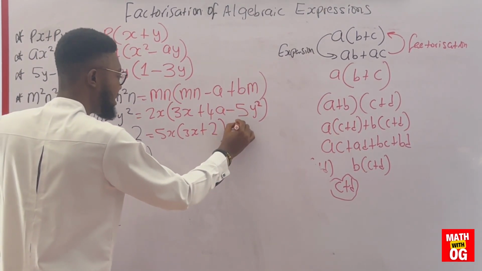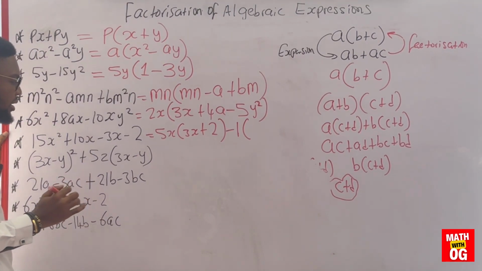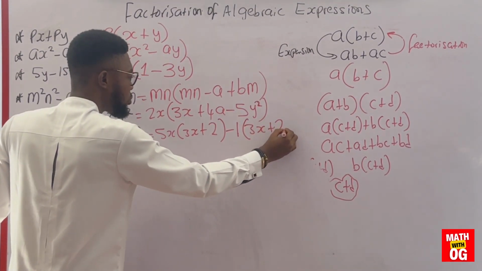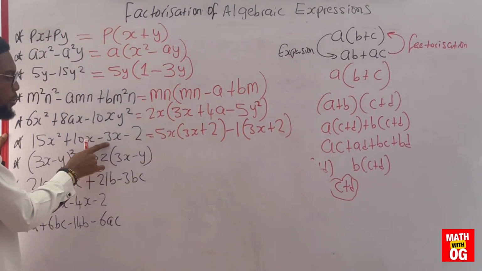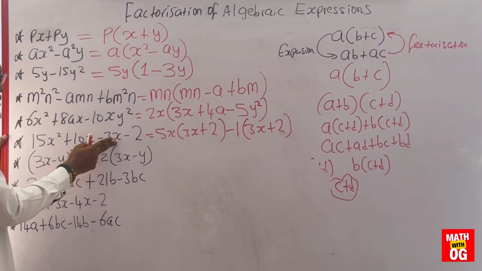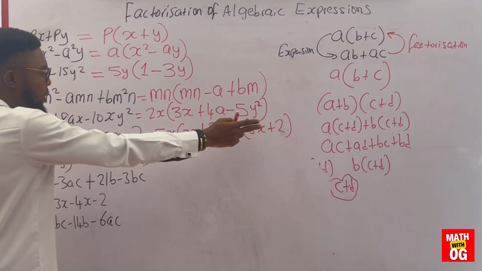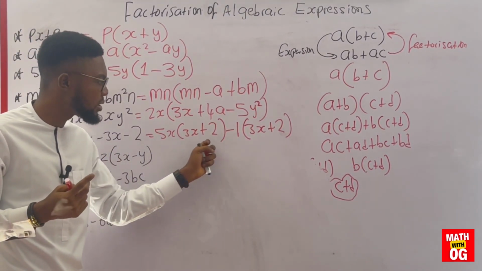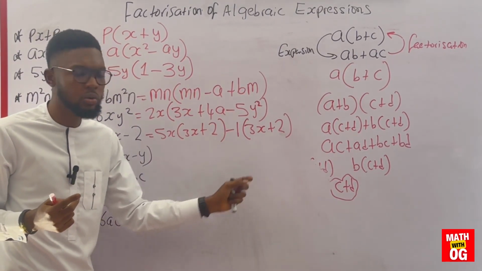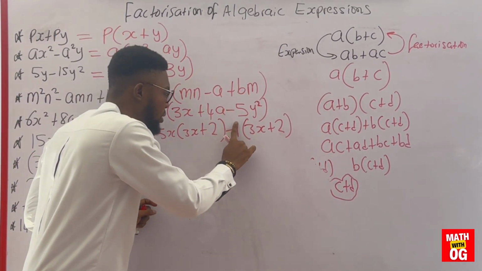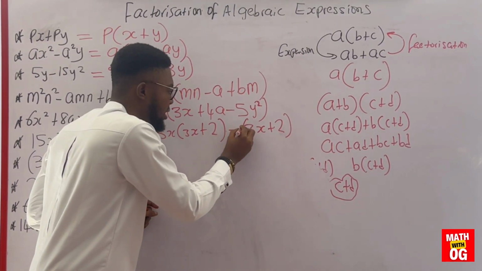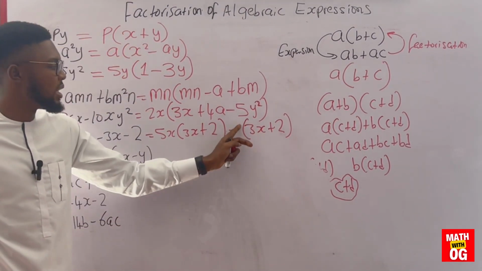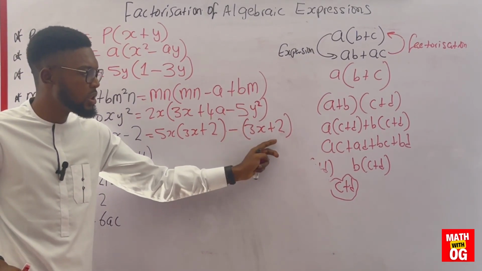So if I factor out a negative 1 from here, it means I'll be left with 3x and a positive 2. Because your negative 1 multiplying 3x will give us a negative 3x. Your negative 1 also multiplying 2 will give us a negative 2. Now you can see that we have just 2 terms, which is 5x into 3x plus 2 and a negative 1 into 3x plus 2. Now permit me to get rid of this one and just put a negative sign here. I believe that you all know that removing this one still means that there's a 1 here. So minus 1 into 3x plus 2.